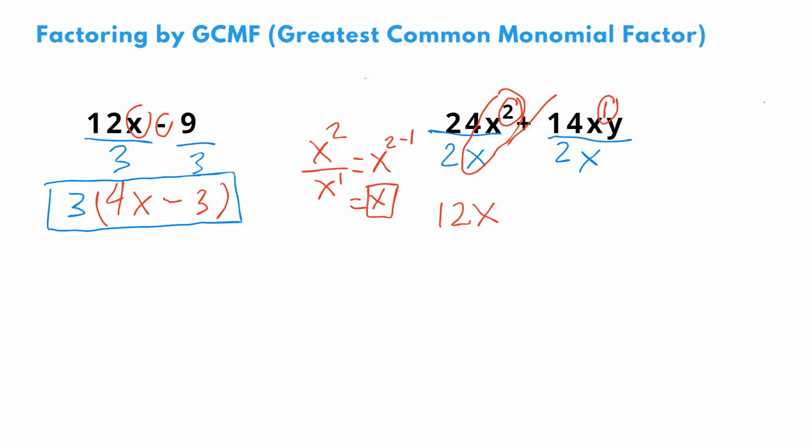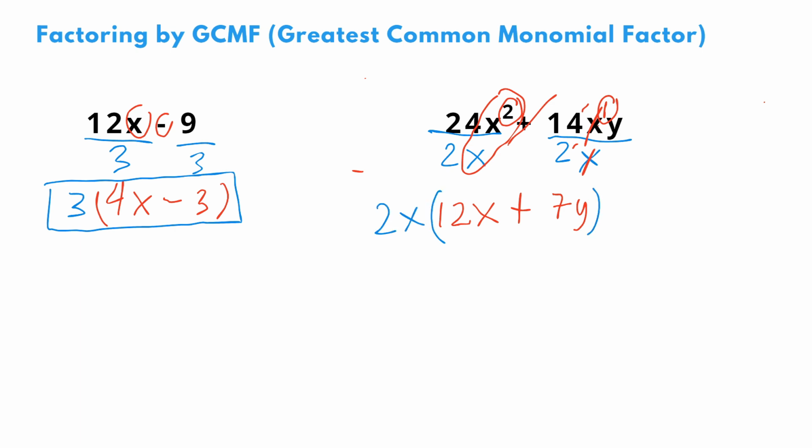Then you put here the plus. Okay, now what's 14 divided by 2? That will give us 7. X over x, simply cancelled, right? Cancelled. Now we have y that's left there. Now, what do we do to finalize our answer? Just put here on the left side the GCMF, which is 2x. Okay, so that's our first two examples.